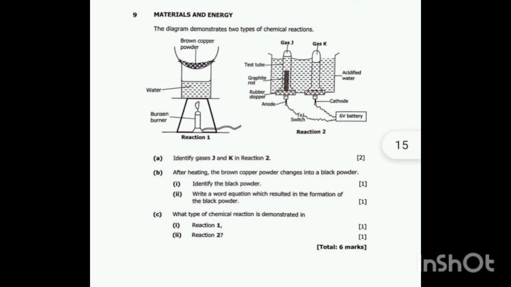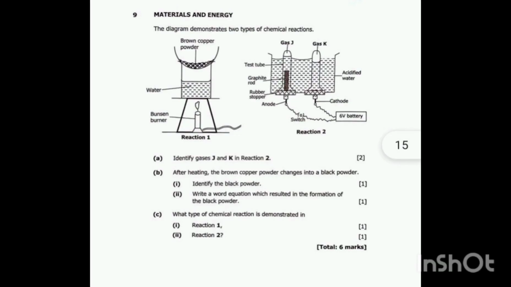So the black powder is the one which is going to be produced. Now they want us to identify what is going to be produced. That is, after heating the copper, the brown copper powder, what is the product going to be? So the product is going to be copper(II) oxide. You can just say copper oxide. So the black powder represents the product which is copper oxide.